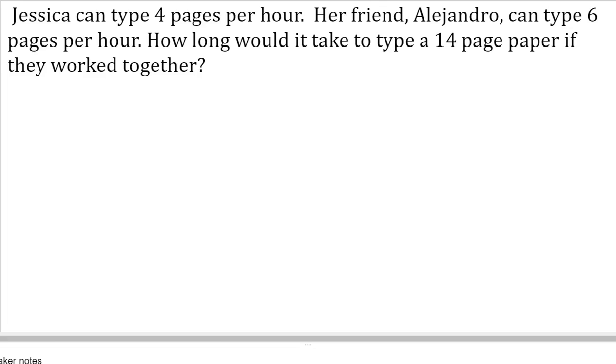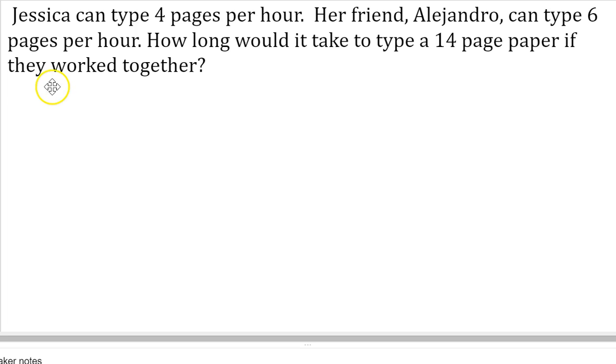So in this lesson, we are calculating the rate people are working together. Let's take a look at what that means. This problem says Jessica can type 4 pages per hour. Her friend Alejandro can type 6 pages per hour. How long would it take to type a 14-page paper if they work together?